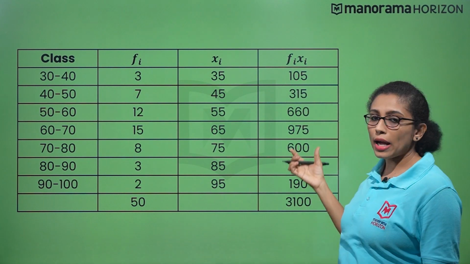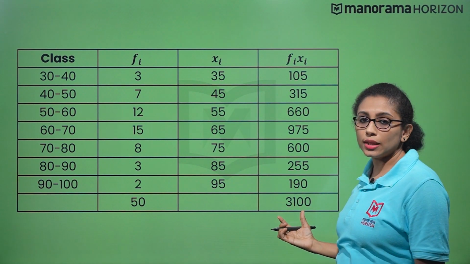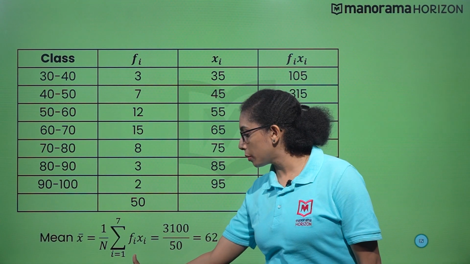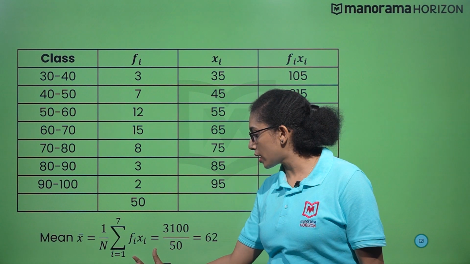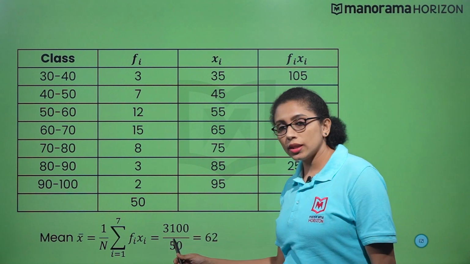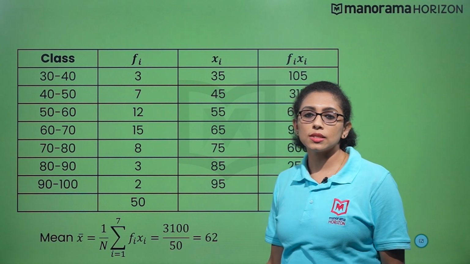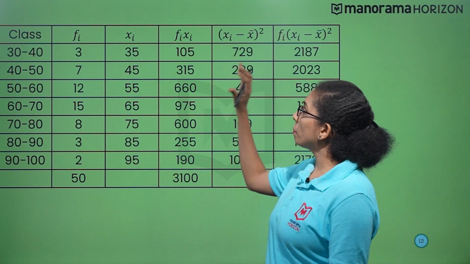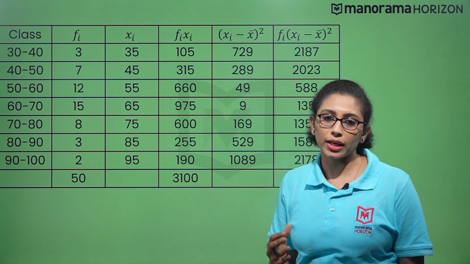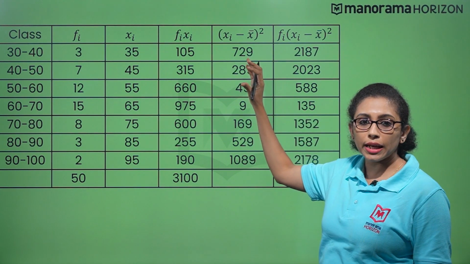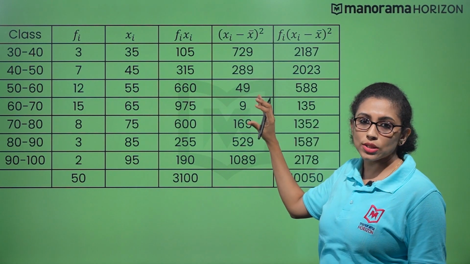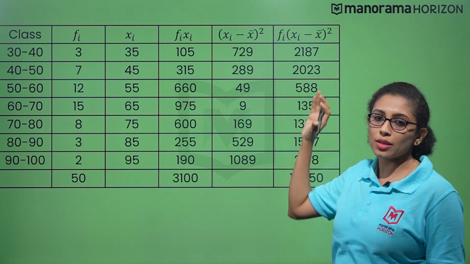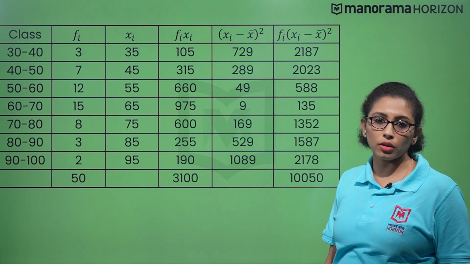And the sum of all fi xi, we get it as 3100. So we have mean x bar is equal to 1 by n summation i equal to 1 to 7, fi into xi. Substituting the value here, we get 3100 divided by 50, and it is equal to 62. Now we have to find 2 more parameters in order to find variance. One is for finding xi minus x bar the whole square, and one for finding fi into xi minus x bar the whole square, as shown in the table.